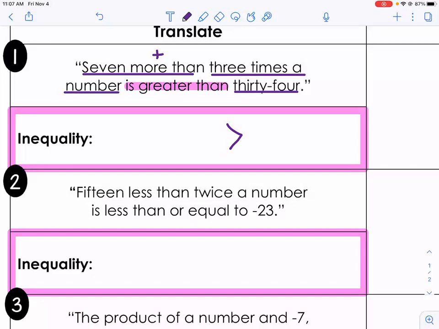So Trent, how did you and Kinley set this up? How do you feel about Trent and Kinley's setup? Raise your hand if you wrote 7 plus 3a. That's totally fine. Addition can be written either way. So 3 times a number is where he got the 3a. The plus 7 was that 7 more. Is greater than 34.